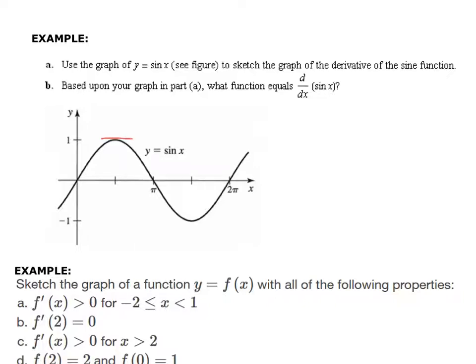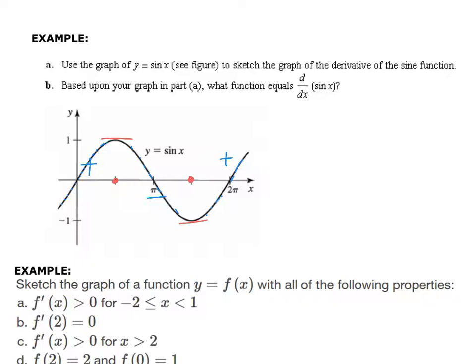Right here, we have a horizontal tangent that relates to a 0 on my derivative graph. It will relate to an x-intercept. Here is a horizontal tangent, so it's going to relate to a 0 or an x-intercept on my derivative graph. Now notice, as I'm coming in here, my slope is positive, so I expect to be above the x-axis in that region. My slope here is negative, so I expect to be negative in that region. My slope here is positive, so I expect to be above the x-axis in that region.